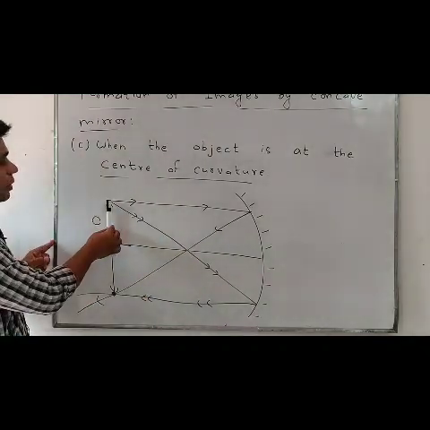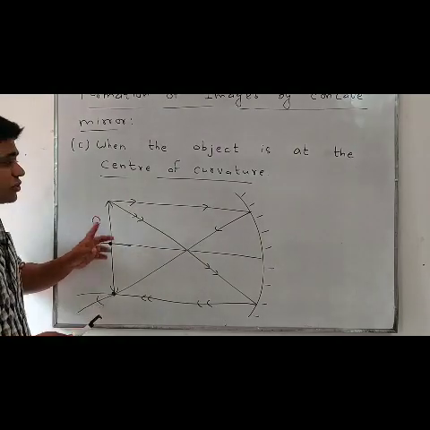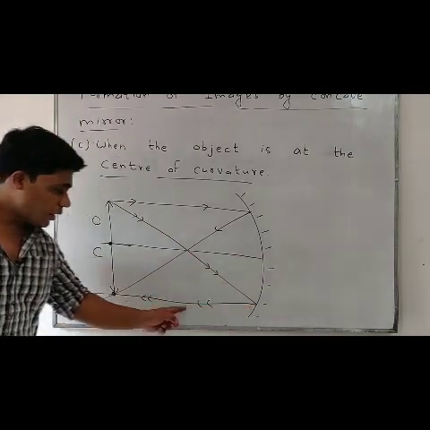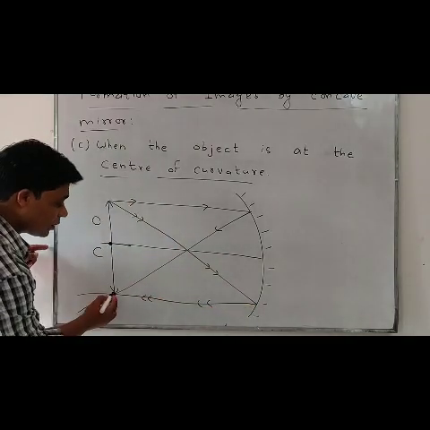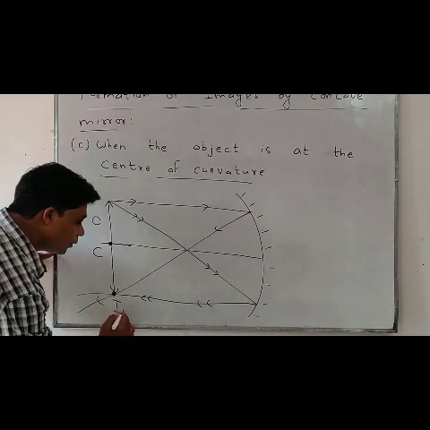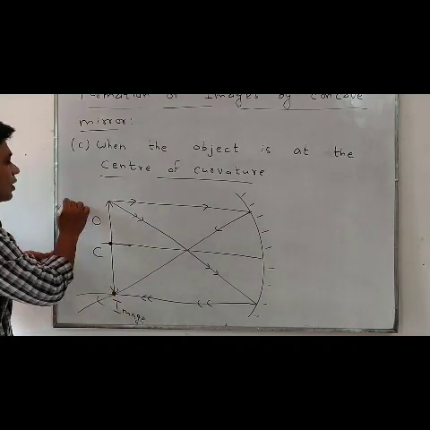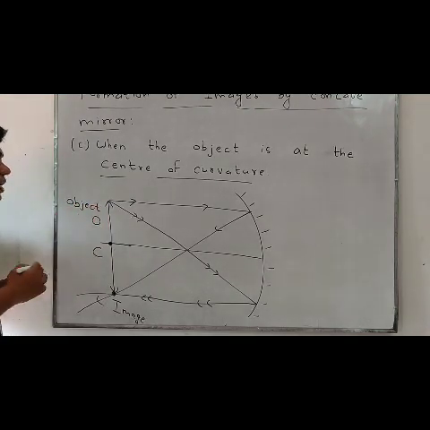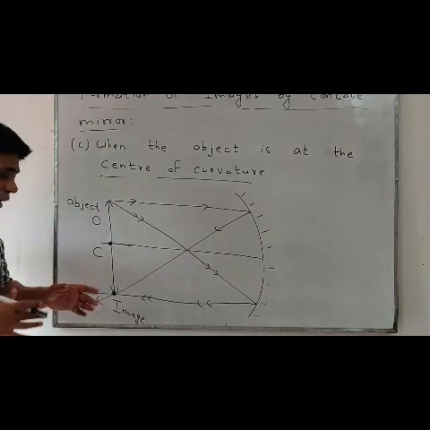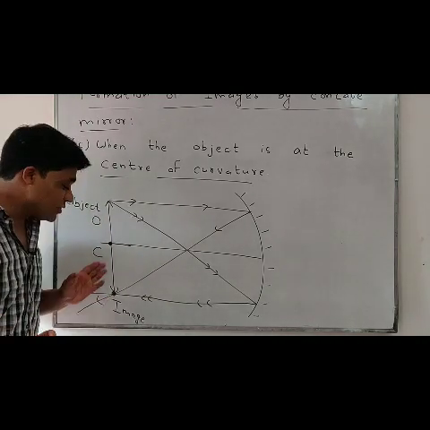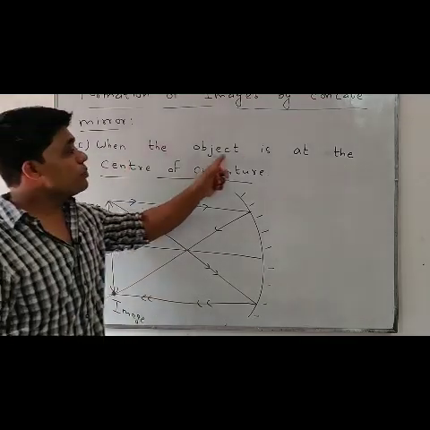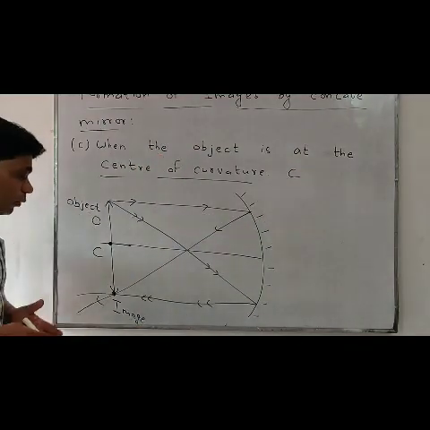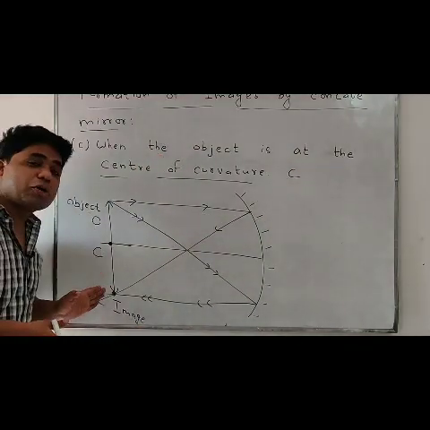See, the object is placed at the center of curvature. A ray is incident, it gets reflected. Another ray is incident, it gets reflected and intersects at this point, at which we will obtain the image. That was the object. It means when the object is placed at the center of curvature, in that condition, the image will also form at the center of curvature, at the same point.